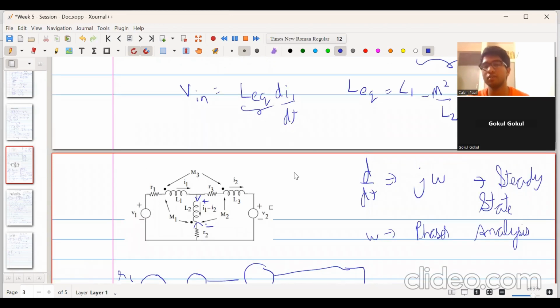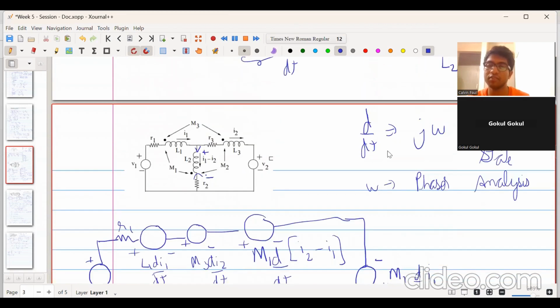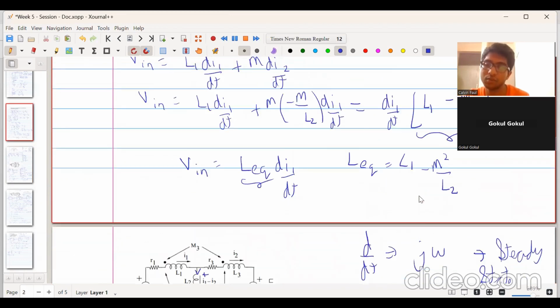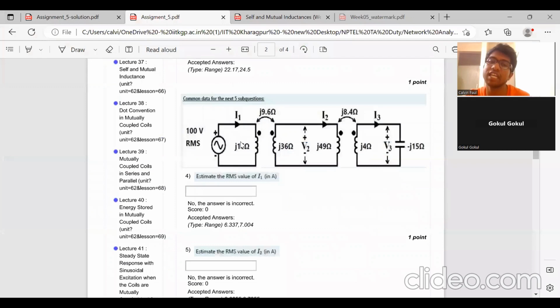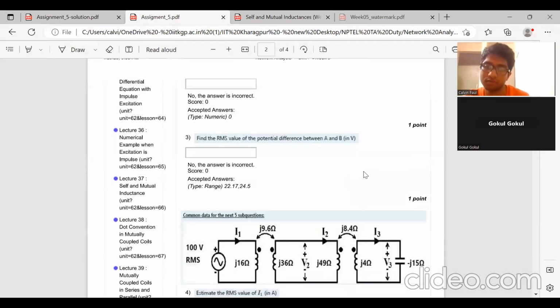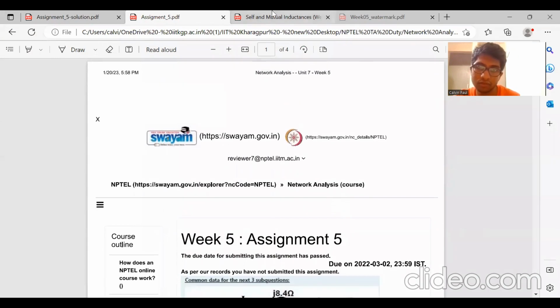Then we found these equations in terms of di1, di2, all that. But in our assignment which we solved, we just replaced d/dt by j omega, because we are only worried about the steady state. In the questions they directly gave us the values j16, j36. We didn't even have to multiply by omega. The values were just given. Right?